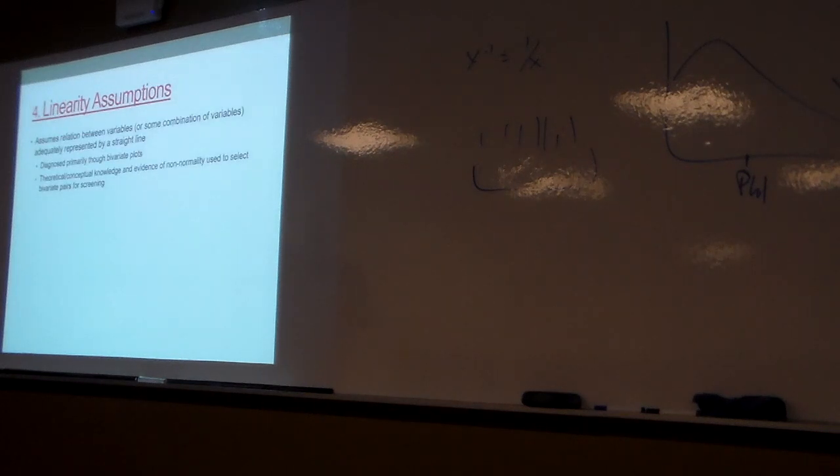We'll talk about linearity assumptions. Just a review, we've talked about this before. The general linear model is assuming linear relations between different variables and combinations of variables. We're saying that a straight line adequately represents the way in which x and y are associated with one another. We're going to diagnose this through our bivariate plots for the most part. We're just going to scatter plot x and y, different combinations.